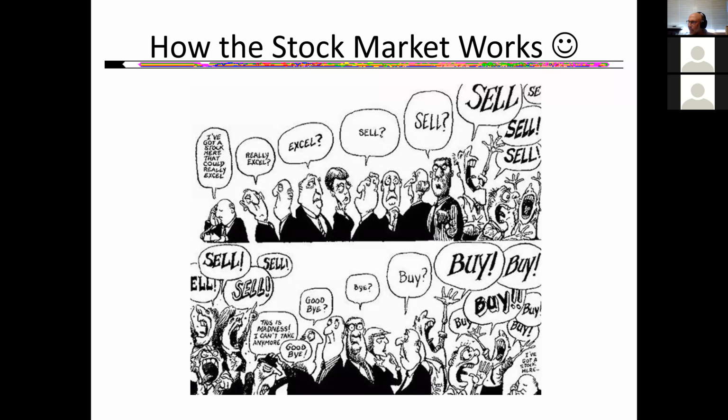Now, here we go. We're going to start talking about the stock market. And I love this. So a normal broker, a good one says, hey, I've got a stock here that could really excel. And presumably he's going to talk to the client about it and tell them why he thinks it's good, fundamental charts, whatever. But then somebody is listening in.